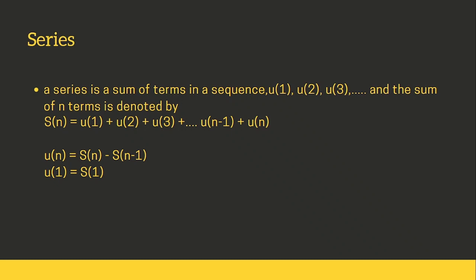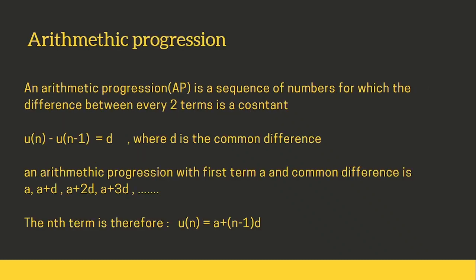Then for series, a series is a sum of terms in a sequence, U1, U2, U3, and so forth. And the sum of these terms is denoted by Sn equals first term plus second term plus third term, on and on until you reach the last term, which is the nth term. So actually, if you want to get the nth term, you can take the sum of the first n terms minus the sum of n minus 1 terms. So in the case of the sum of the first term, it's just going to be the first term itself, U1.